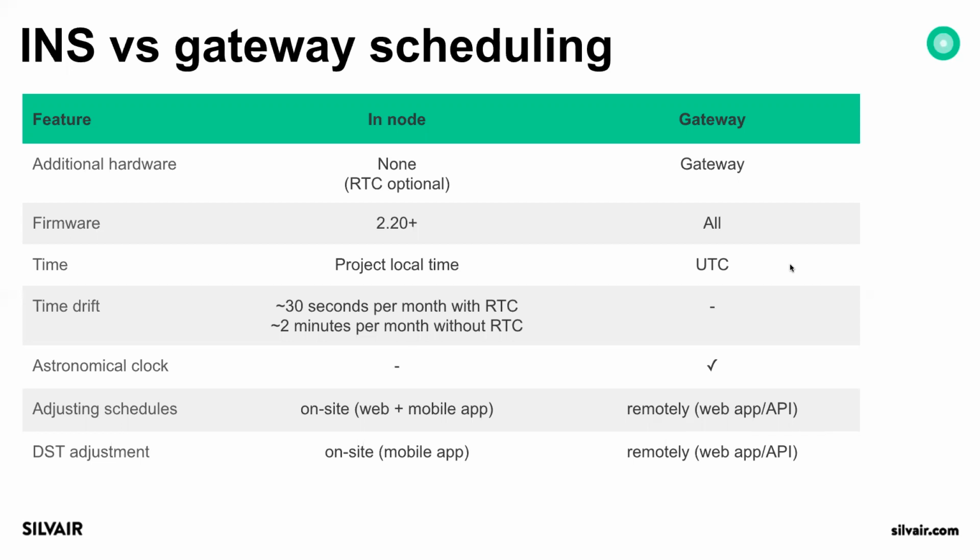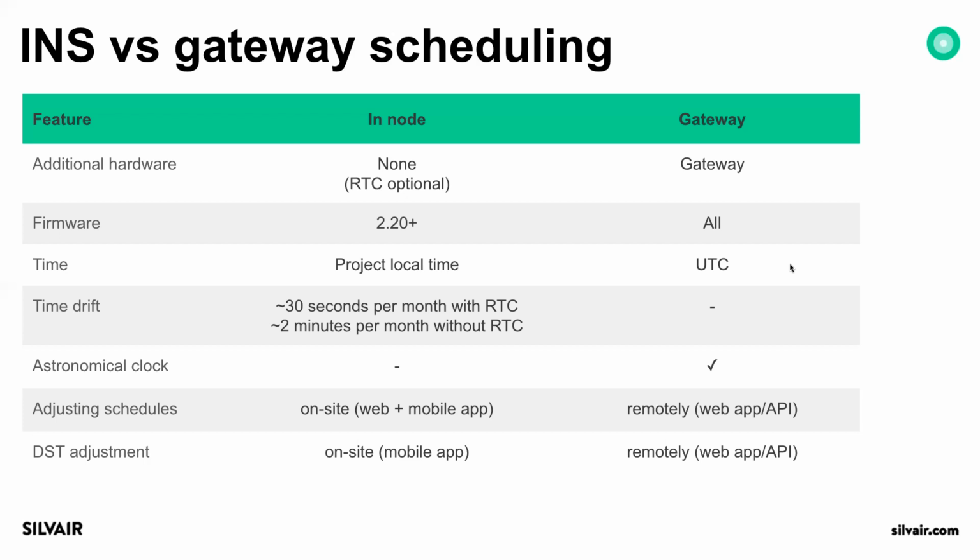For all of you that are familiar with gateway scheduling or using gateway scheduling in your projects, we wanted also to highlight some basic differences between those two approaches. Of course, gateway scheduling requires installing a gateway and connecting it to the internet, but node scheduling, as a standalone approach, doesn't require any additional hardware except for the optional real-time clock.